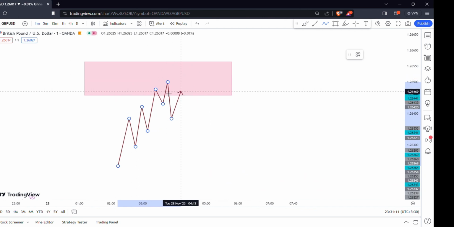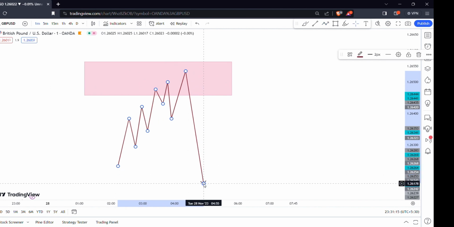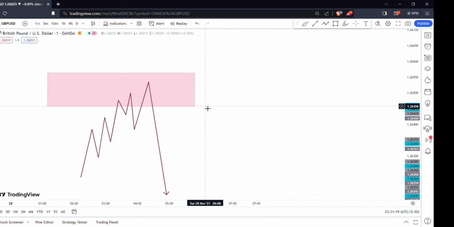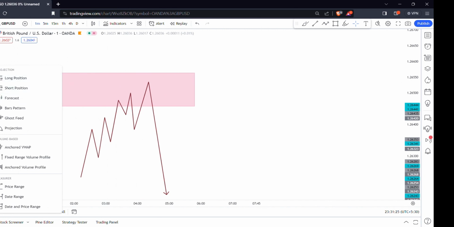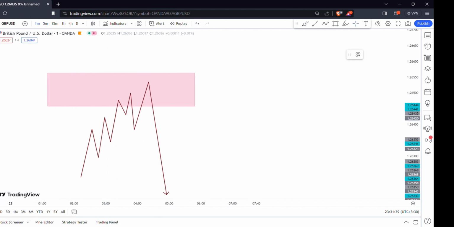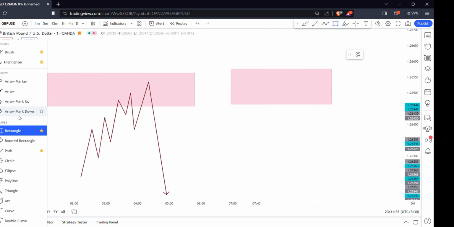Fake break of the structure, many millions of people will sell here, stop losses here, and then after the stop losses are taken, it will move in the real direction. This is how it moves. And also the second type: there are two types of price behaviors before coming into the moves. So second thing, let me draw. This is the point of interest and this is the price.